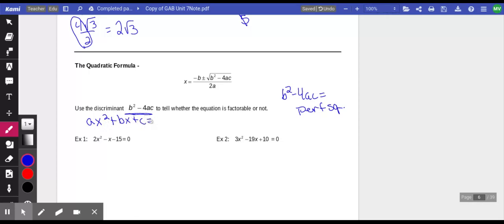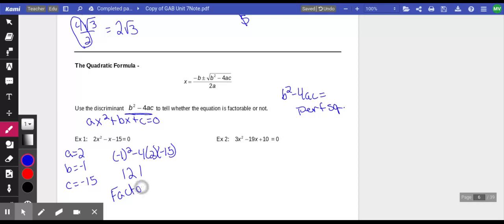So remember in our quadratic equation, it's ax squared plus bx plus c equals 0. So in example 1, a equals 2, b equals negative 1, and c equals negative 15. So it's going to be negative 1 squared minus 4 times 2 times negative 15. I'm going to do that on my calculator. Make sure that when you square negative 1, it's in parentheses, because negative 1 squared in parentheses is positive 1, and that equals 121. 121 is a perfect square, so that one was factorable.